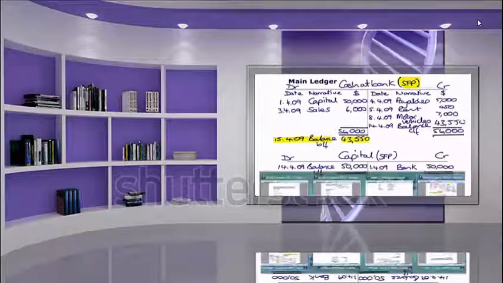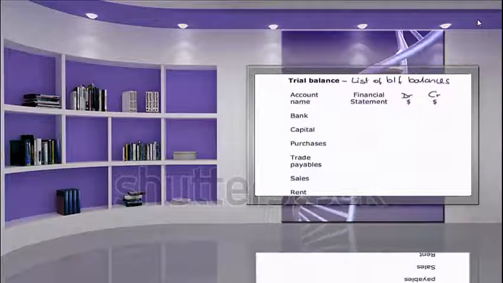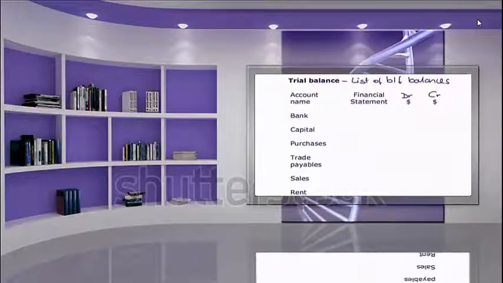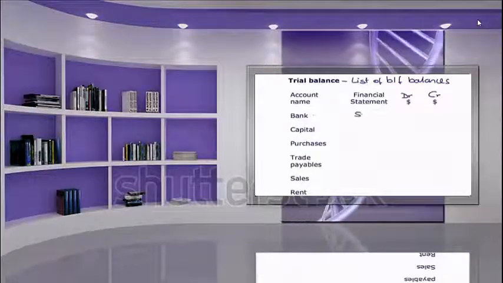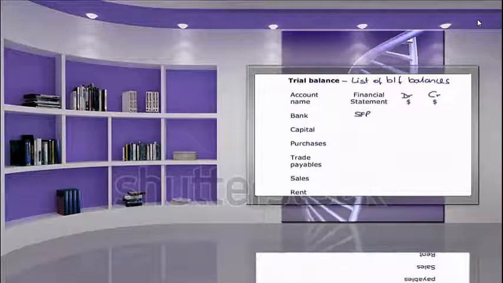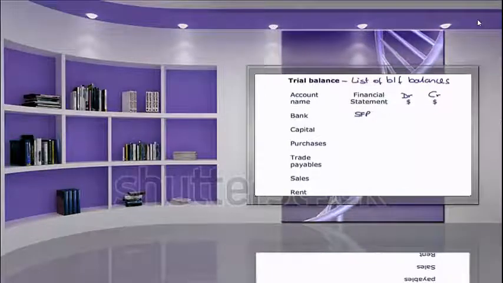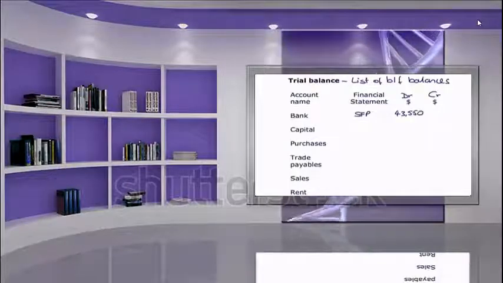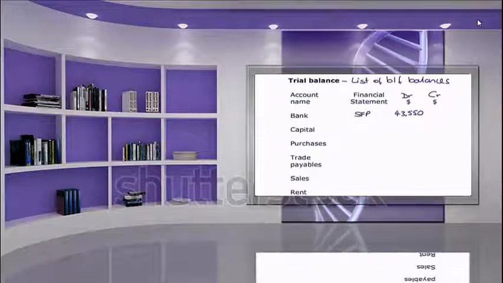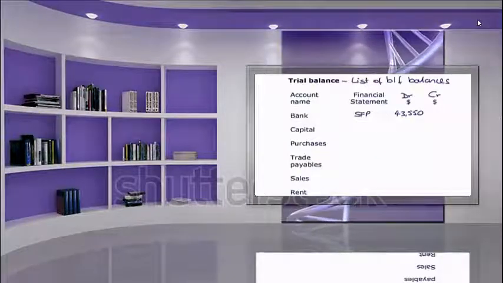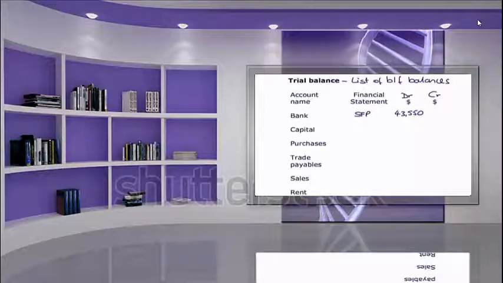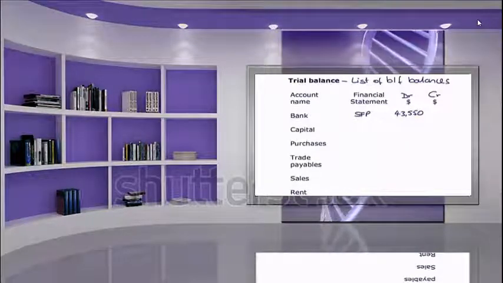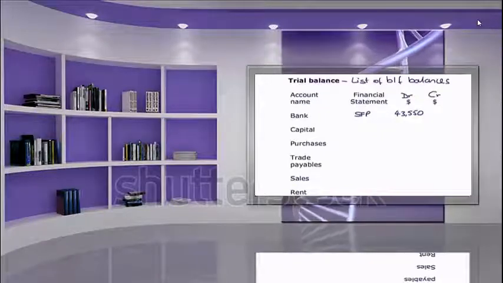Okay, let's start to complete our trial balance. So for the cash at bank or bank account, the financial statement is the SFP, the statement of financial position, and the amount was $43,550, and we're going to list that on the debit column. Okay, so underneath the debit column. And that's pretty much it with the trial balance. Now we need to do the remaining accounts and post them as well.